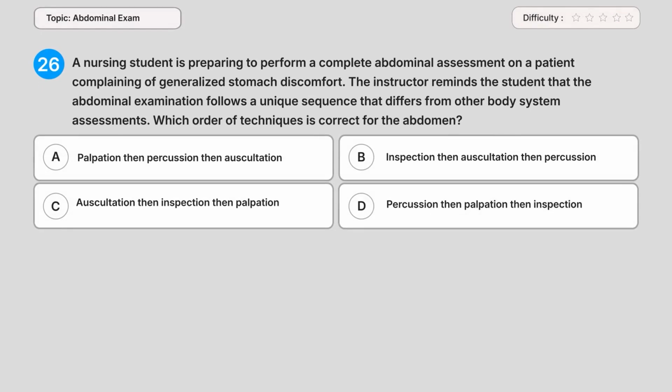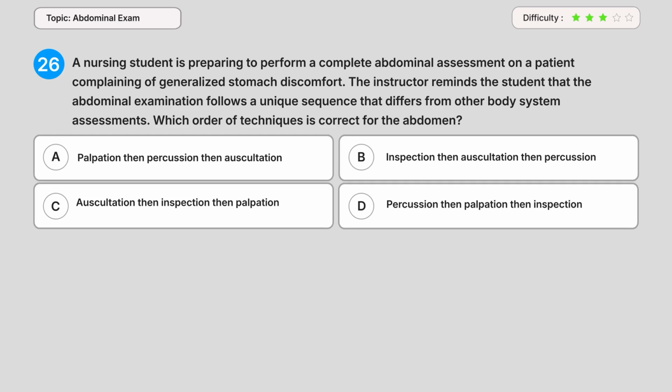26. A nursing student is preparing to perform a complete abdominal assessment on a patient complaining of generalized stomach discomfort. The instructor reminds the student that the abdominal examination follows a unique sequence that differs from other body system assessments. Which order of techniques is correct for the abdomen?